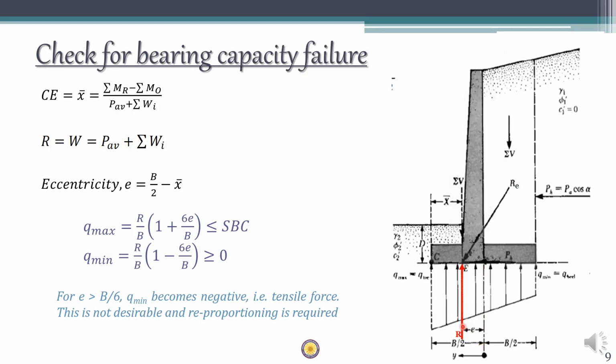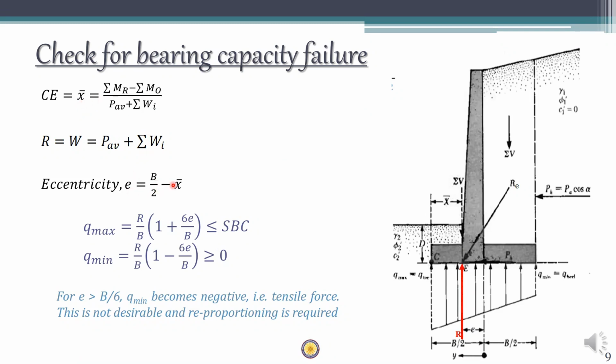So what this causes is that we will not get a uniform pressure distribution at the base of the cantilever retaining wall, but there will be a trapezoidal pressure distribution with Q max and Q minimum. We usually get Q max at the toe and Q minimum at the heel. So Q max can be calculated as R by B into (1 plus 6e by B), where e is the eccentricity. This eccentricity formula is given here. To calculate eccentricity, first you have to find x bar, and once you get x bar, you can get e as B by 2 minus x bar.